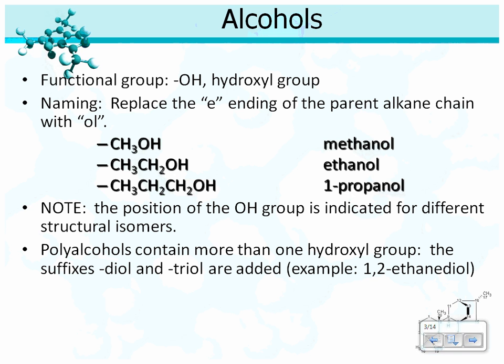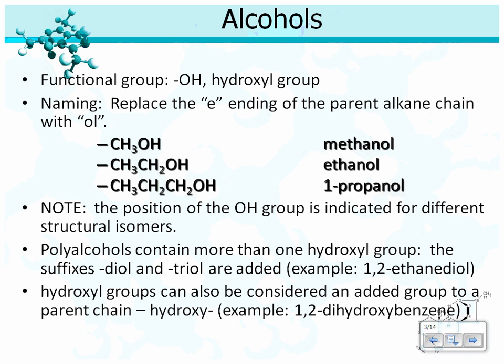You can also have polyalcohols, and that means that they contain more than 1 hydroxyl group. So what happens usually if we have more than 1 double or triple bond? We use di and tri. So same thing is going to happen here. The ending is going to be a diol for 2 OH groups and a triol for 3 OH groups. So the example I give you here is 1,2-ethanediol. I'm going to draw that up here. You have ethane, which is 2 carbons, and you have 2 OH groups, 1 on carbon 1, and 1 on carbon 2. And then the rest are all H's. Just like that.